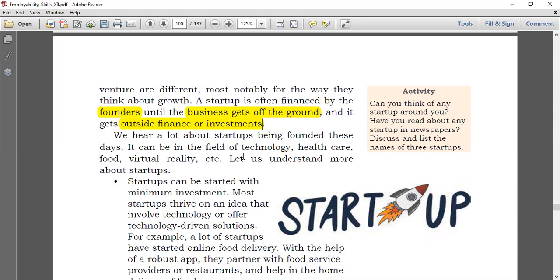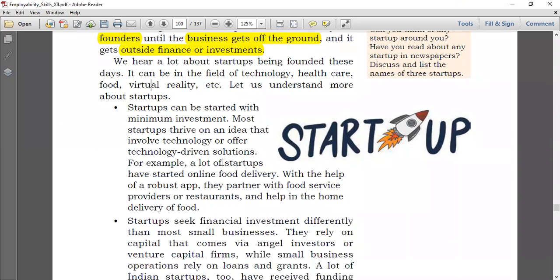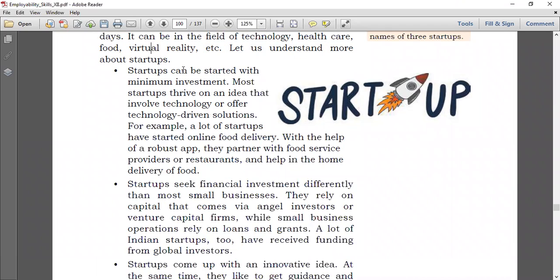Startups can be done in various ways, like it covers technology, healthcare, food, reality, virtual realities, right? Some more points are given regarding startups. Startups can be started with minimum investment. So whenever you're starting, you think of starting with a minimum kind of investment, right? Most of the startups thrive on an idea that involves technology or technology-driven solutions.